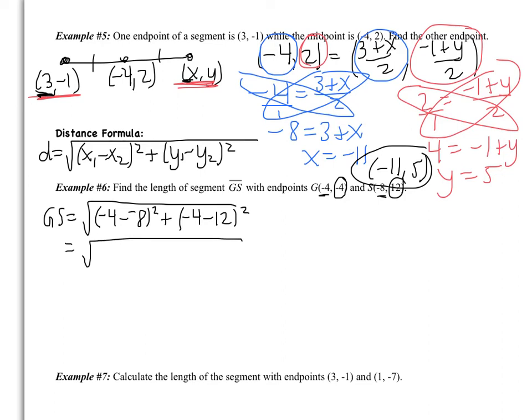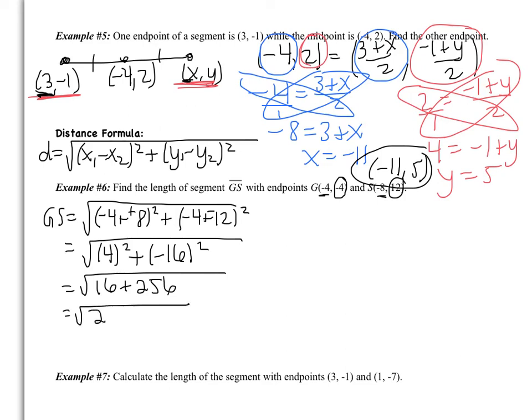Remember that subtracting a negative is like adding. So -4 add 8 is just 4. So I have 4 squared add. I'm going to change this to plus a negative. So this is like -16 squared. So this becomes the square root of 16 add 256, which is the square root of 272.